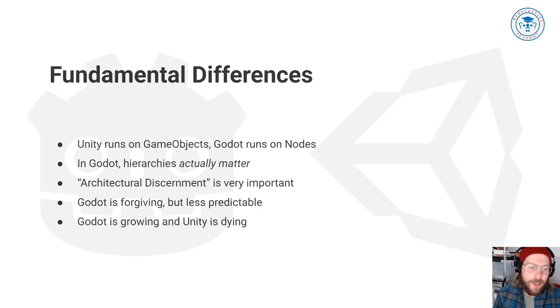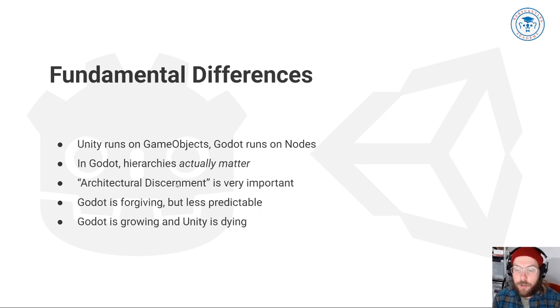So leading that into my next point, which is that architectural discernment is very, very important. What I mean by architectural discernment, that's perhaps a $10 word, right, is thinking about the way that your game is built. So knowing how each node is behaving and how the parents and children and siblings of those nodes behave in relation to one another is way more important and way more impactful in Godot than in Unity.